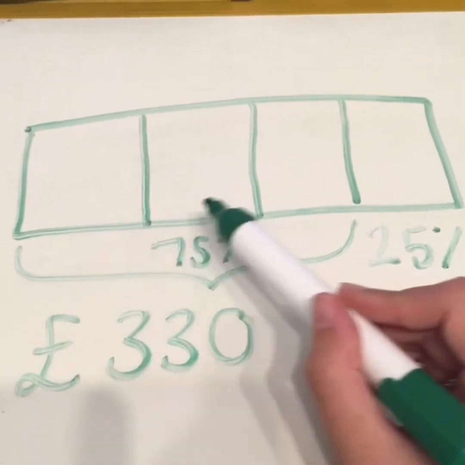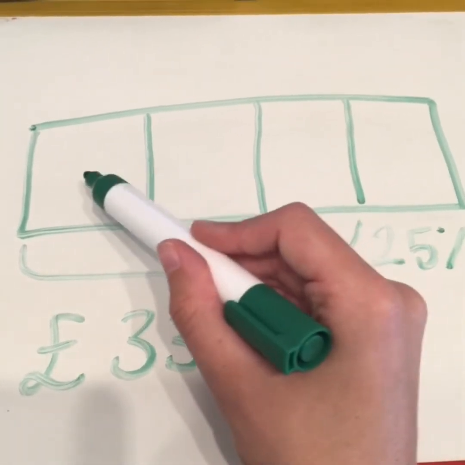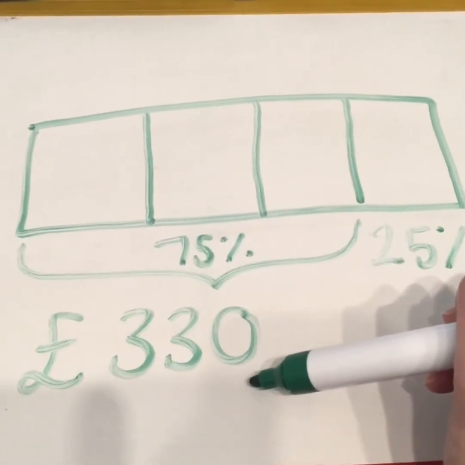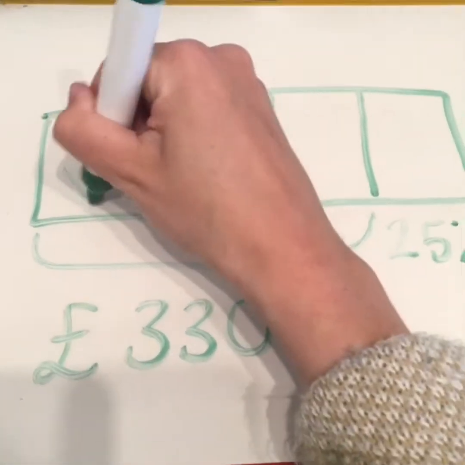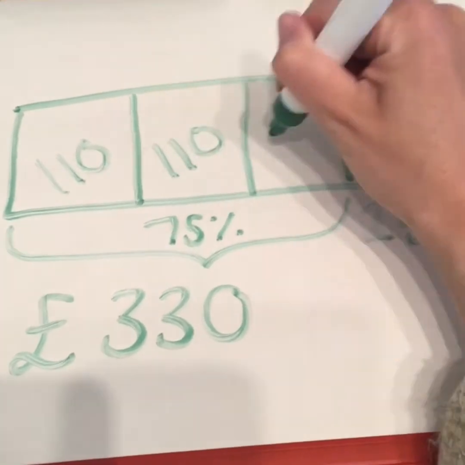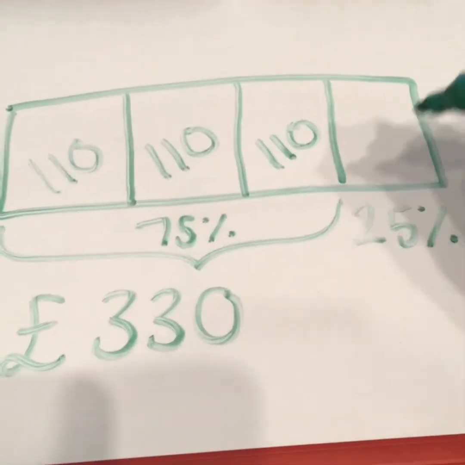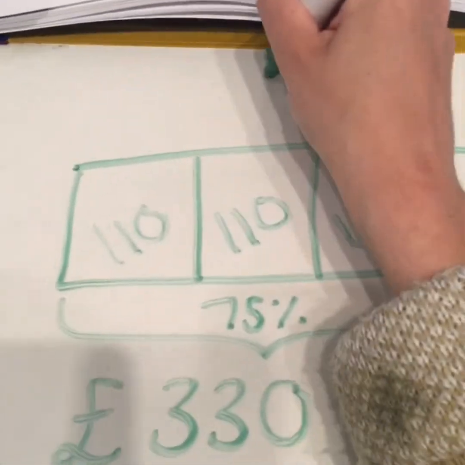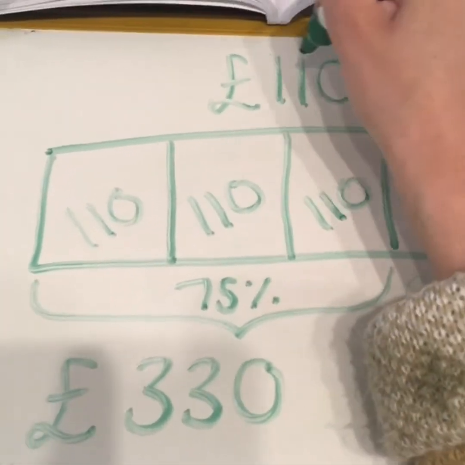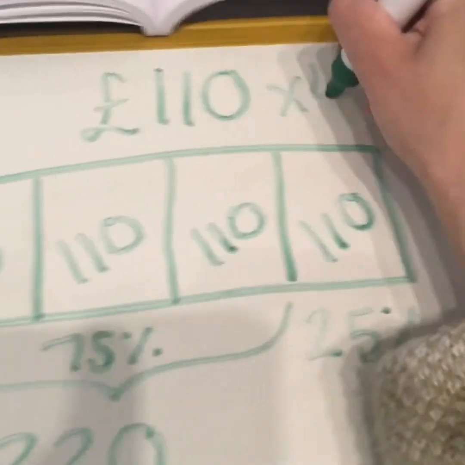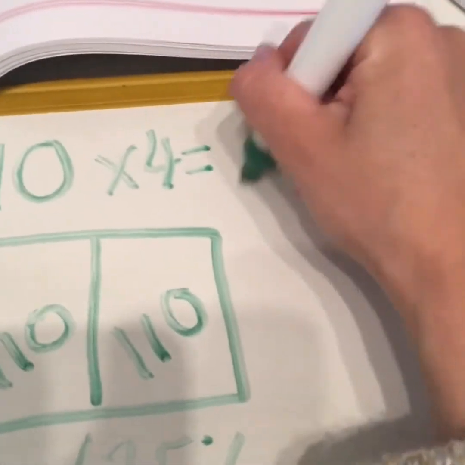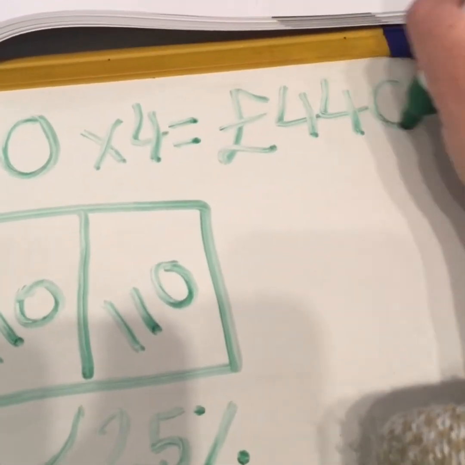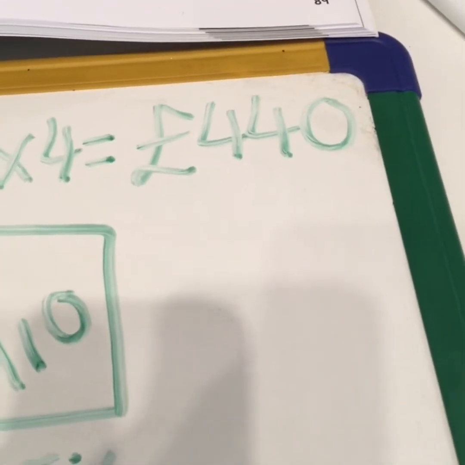Well, 75% is 3 parts, and those 3 parts equals £330. So divide them both by 3, and each part is worth £110, which tells me that the discount was also £110. So the total price to begin with was £110 times by 4, which would be £440. Very well done if you got that right.